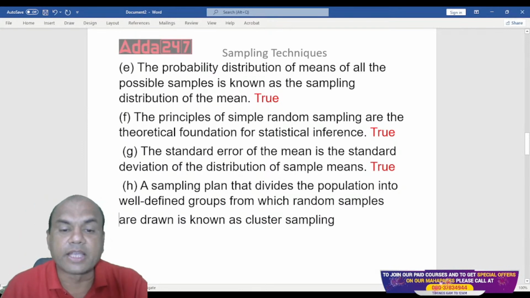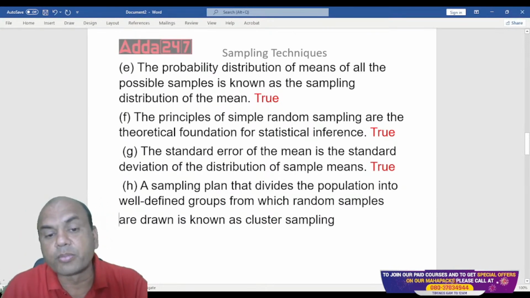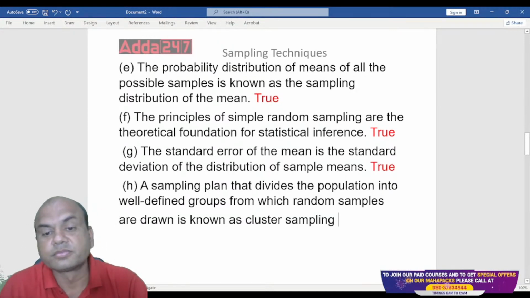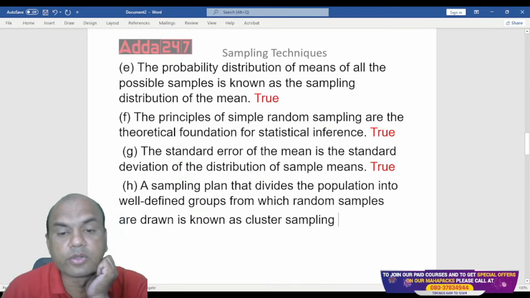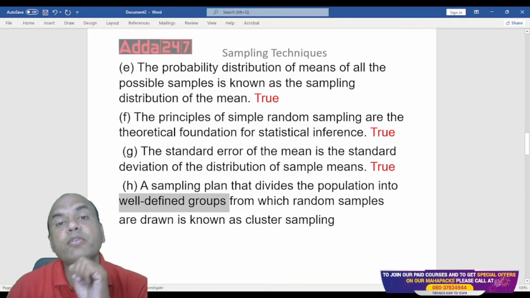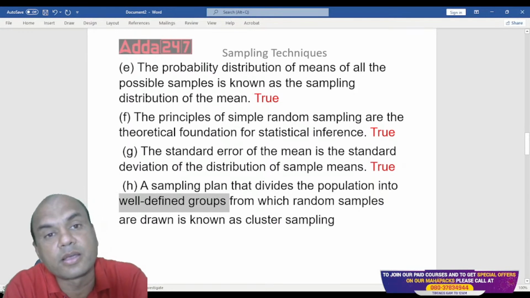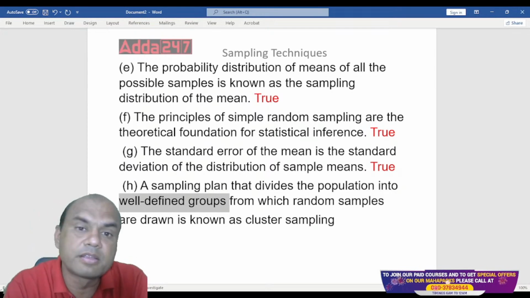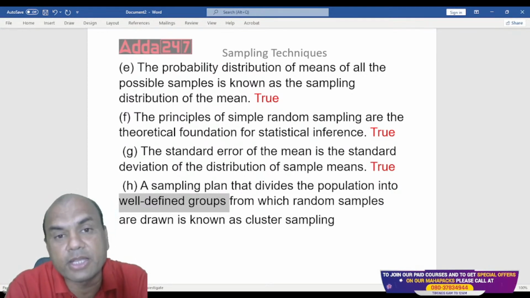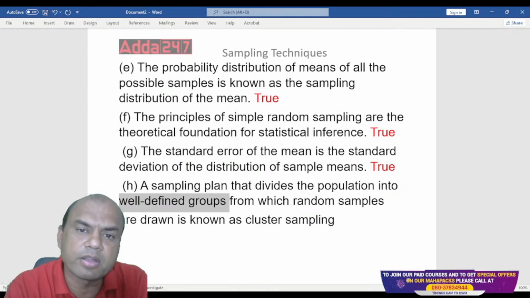Next one. The sampling plan that divides the population into well-defined groups from which random samples are drawn is known as cluster sampling. So, is this known as cluster sampling? A sampling plan that divides the population into well-defined groups. Well-defined means they can be defined in any terms. They can be defined in terms of region, age, or marks, or like in systematic sampling, they can be defined just by serial order.